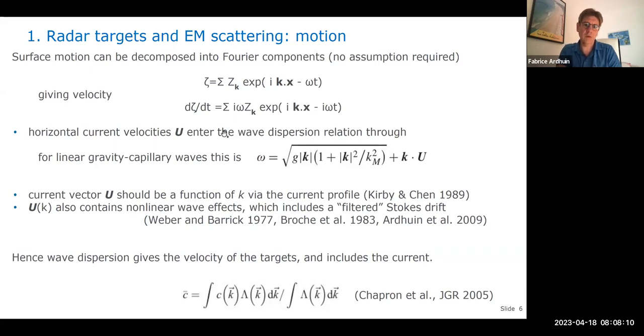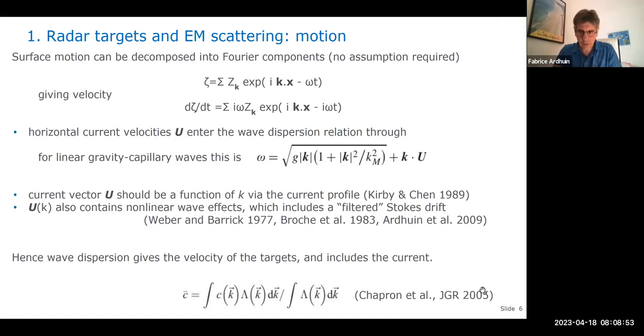How the currents come into our picture is that the currents change the dispersion relation on the surface, and so for linear capillary waves, that would be omega equals the square root of gk and so on, plus k dot u, where u is a current. If you have a current vector which is not uniform over the depth, then you have a u that is also a function of the wave number k through the current profile, and that also contains nonlinear wave effects. You can think of it as a filtered Stokes drift, and there are various papers that have discussed this before. So my current here would then include Stokes drift for practical purposes.